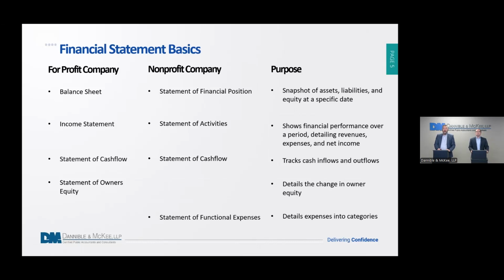Next, the statement of cash flows, called the same thing on nonprofits, tracks your cash flows that are coming into the company and how you're spending them. And then the statement of owner's equity details the change in the equity of the company. And then nonprofits have one additional statement, which is the functional expenses, and it details expenses into the various categories.